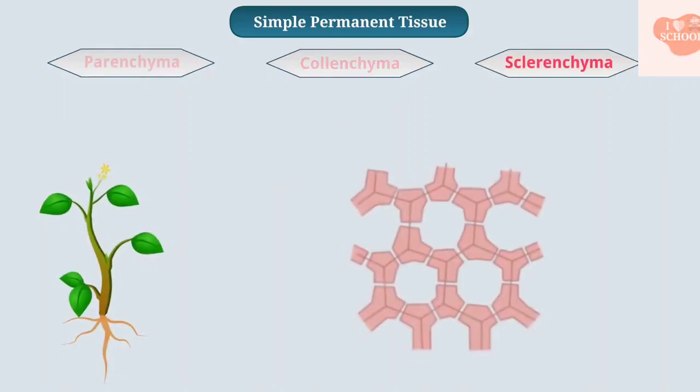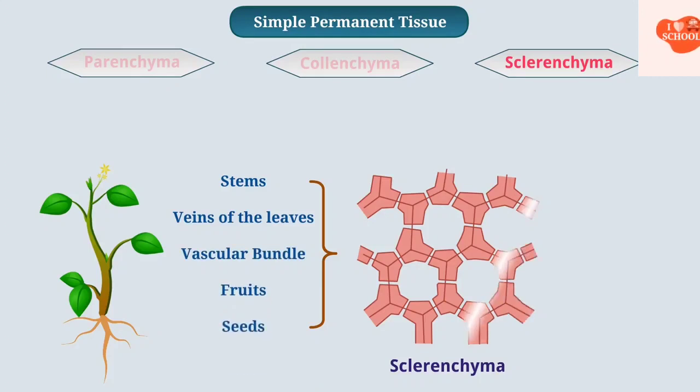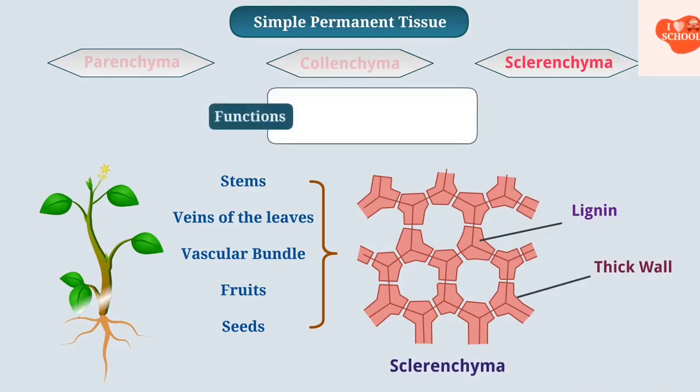Sclerenchyma. In plants, sclerenchyma tissue is present in the stem, veins of the leaves, near the vascular bundle, and in the hard covering of fruits and seeds. Its cells are dead, long, and thin, and in their walls, lignin is present. Lignin is a chemical compound that attaches cells to each other. Due to lignin, the walls of cells are very thick and there is no internal space between the cells. Therefore, sclerenchyma makes the plant hard and strong, and sclerenchyma protects the plant.